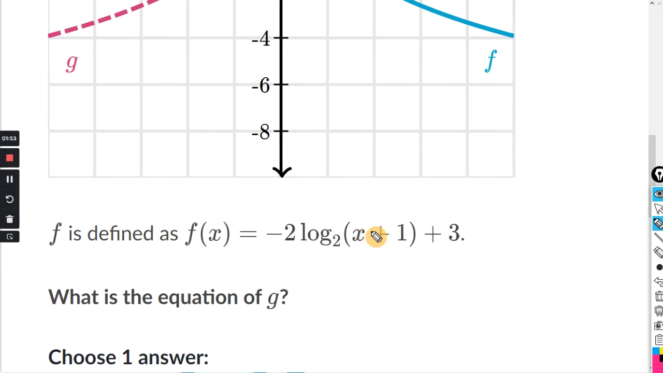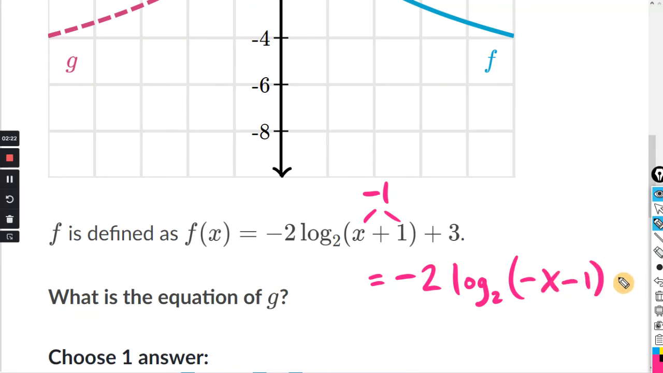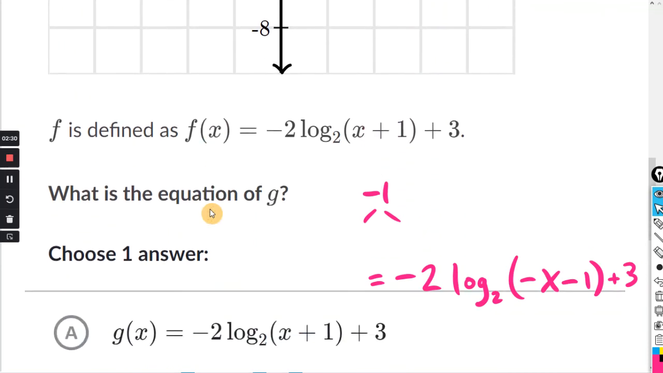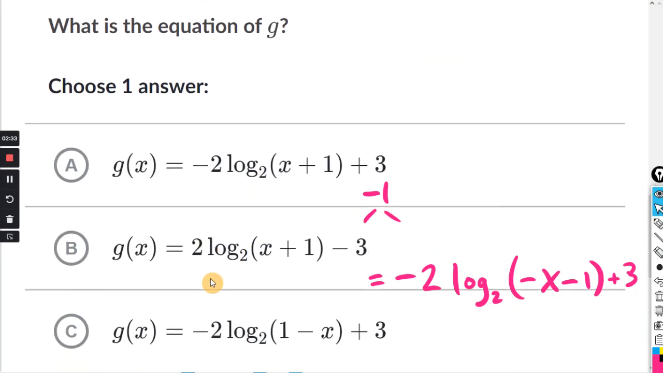So if we took what was in these parentheses and multiplied it by -1, that -1 would get distributed to both terms. Okay, so before I look at the answer, I'm going to see if I can get it. I'm going to say -2 log base 2, and in the parentheses, it's going to be -x minus 1. And then we still have plus 3. Hopefully that's one of the choices. Okay, there you go.